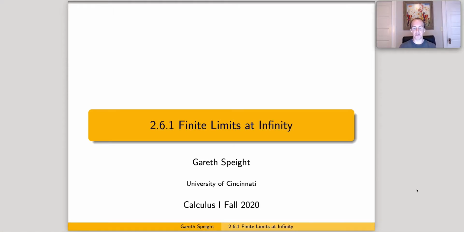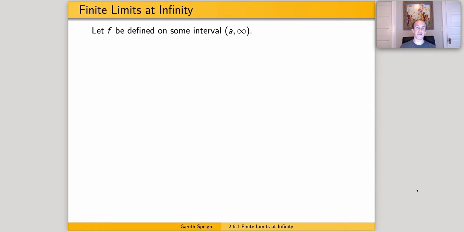So we talked quite a bit about the limit as x tends to a of f of x being equal to L, or equal to infinity or minus infinity. And we also had one-sided limits, so from the right or from the left. But we never talked so far about what happens as x tends to infinity or as x tends to minus infinity. So let's look at that and see how it works. And so let's get started.